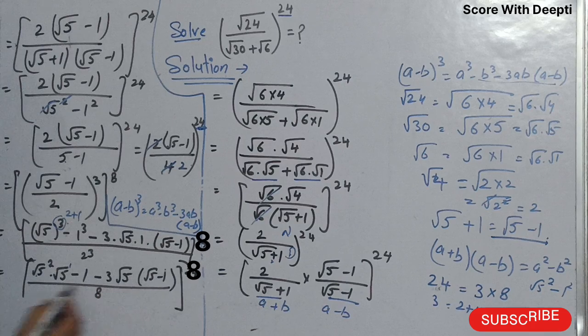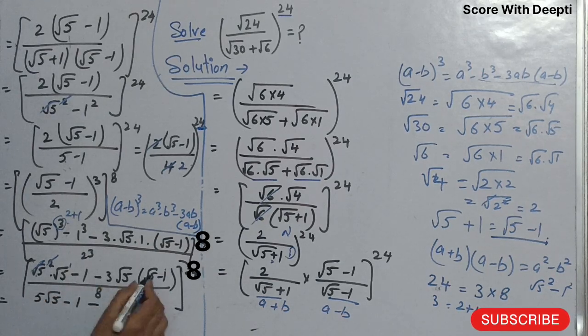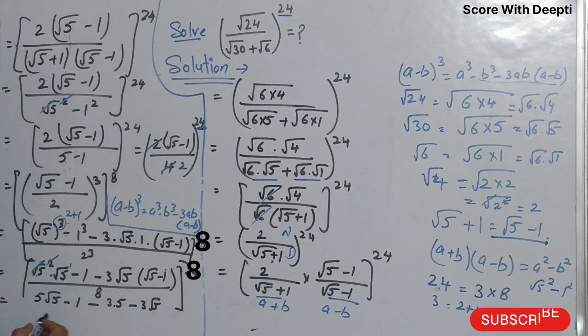Next we solve this and get 5 to the power 2, this one cancels out, and we get 5√5 minus 1 minus 3 into √5 into √5, which is 5, minus 3√5, over 8 to the whole power.